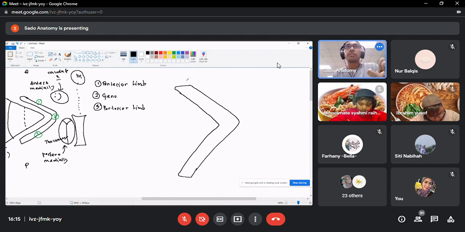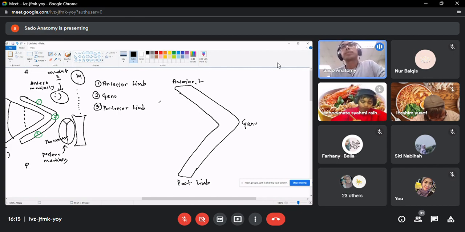So this is the anterior limb of the internal capsule. This is the posterior limb of the internal capsule. And in between, the junction will be the genu of the internal capsule. Genu means joint. First, we discuss the anterior limb of the internal capsule.